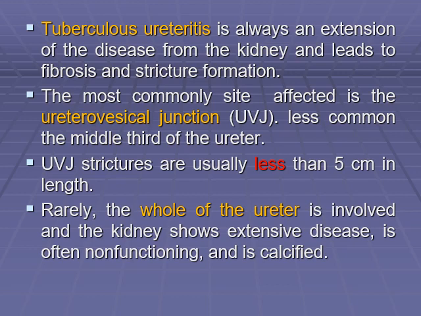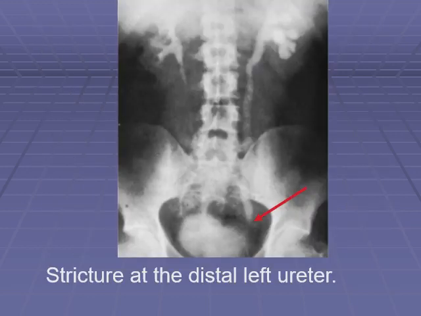The most common site of the affected part of the ureter is the ureterovesical junction, and less commonly the middle third of the ureter. The stricture at the ureterovesical junction is usually less than 5 centimeters in length, but rarely the whole of the ureter is involved, and the kidney shows extensive disease and is often non-functioning and calcified. This is an IV urogram showing a stricture in the lower third of the left ureter.